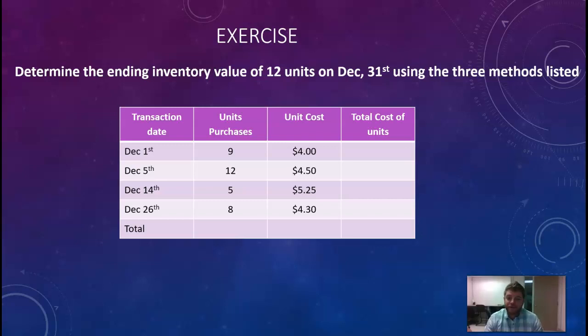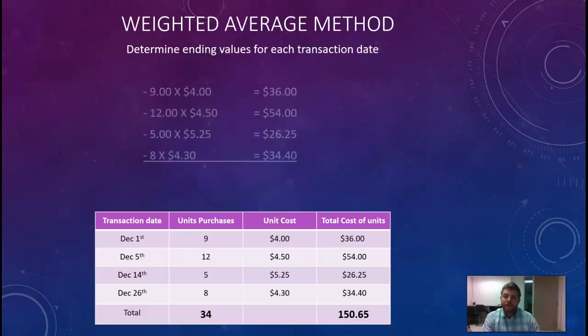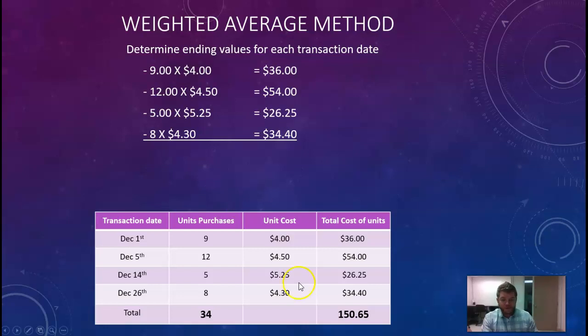So this is an exercise where we say, determine the ending inventory value of 12 units using the 3 methods listed. This is our in-class exercise that I'll go through. We're going to use all 3: weighted average, FIFO, and latest purchase price. We're going to do weighted average together. So you would go through and do all of the math: 9 times 4, 12 times 4.5, 5 times 5.25, 8 times $4.30.